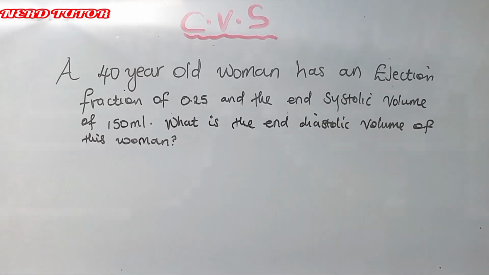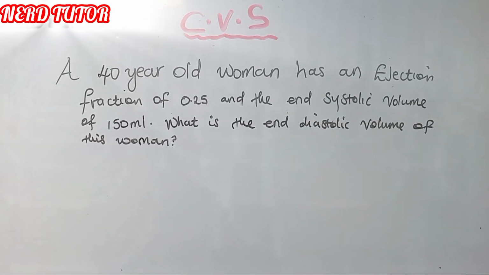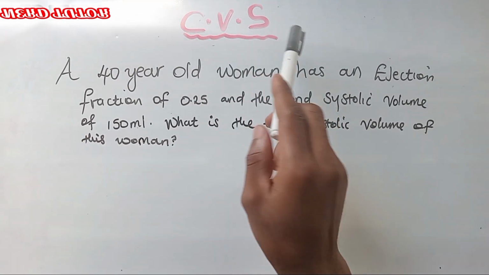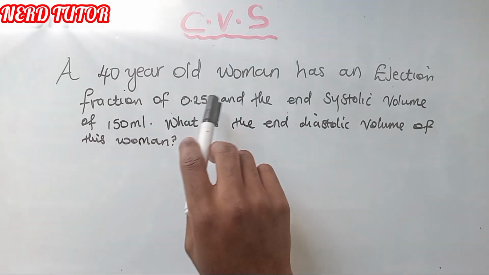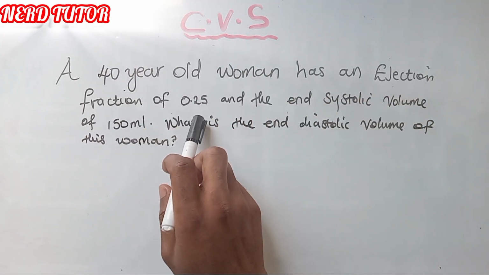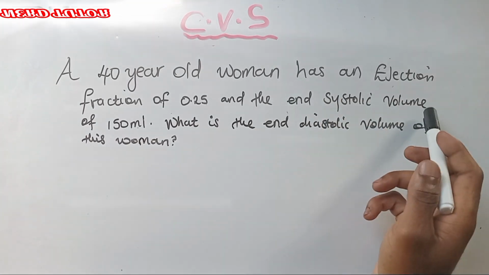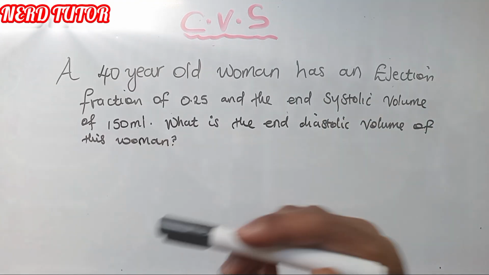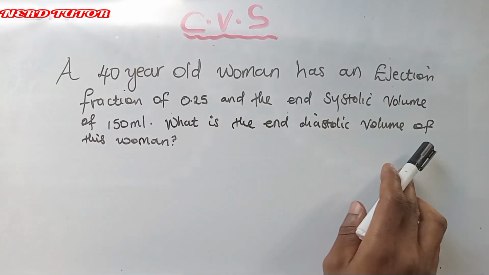Alright, so welcome to today's lesson where we'll be solving a question under CVS, or cardiovascular system. The question says that a 40-year-old woman has an ejection fraction of 0.25 and an end systolic volume of 150 mLs. The actual question now: what is the end diastolic volume of this woman?